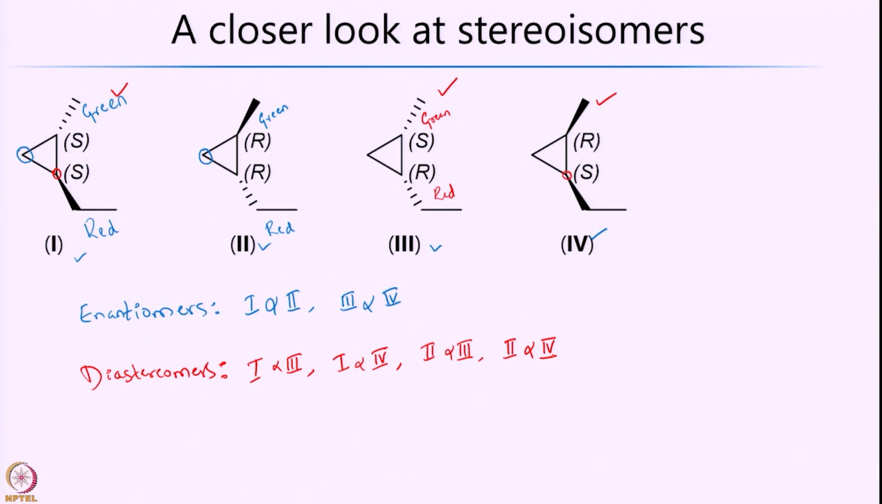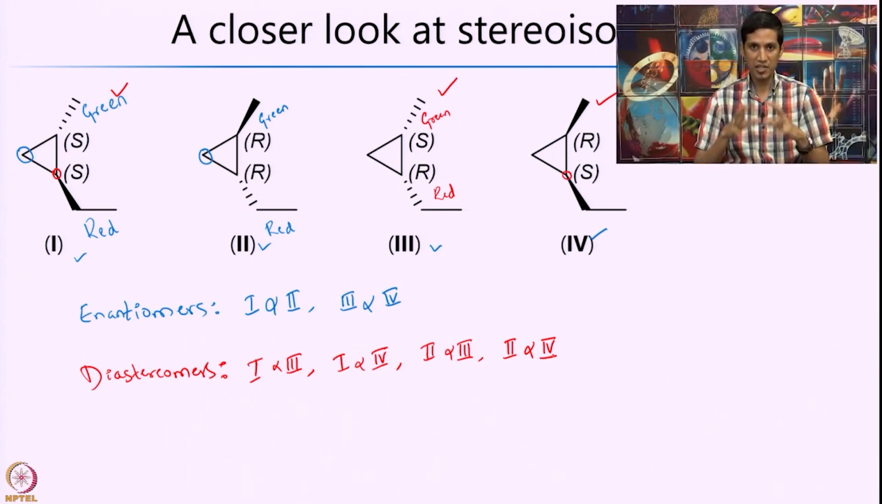So, I hope till now it is at least a bit clear what we mean by enantiomers and what we mean by diastereomers. I will again reiterate, enantiomers are mirror images of each other, but they are not superimposable one on top of each other, okay. Whereas diastereomers are non-mirror image and also non-superimposable on top of each other. So, that is the key but subtle distinction between enantiomers and diastereomers.